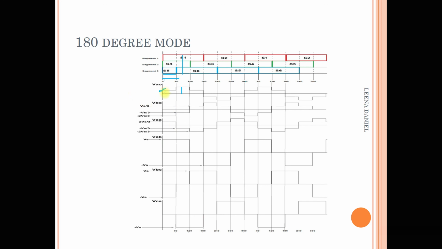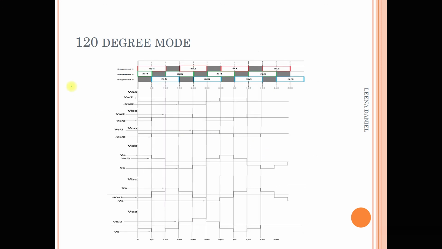You can see VAO, VBO, VCO are the phase voltages, and from these phase voltages we can get VAB, VBC and VCA. These are the line voltages. So I think no need to explain this waveform. Let's move on to the 120 degree mode. In 120 degree mode, only 2 thyristors would conduct.